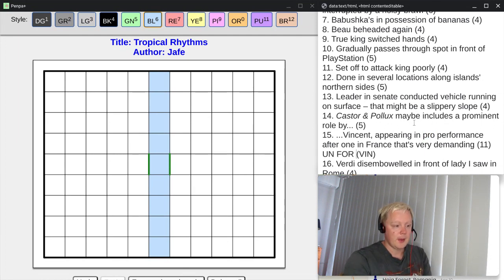So for, and then a performance is a gig. If you do a gig, you do a performance. So if you put Vin inside for gig, after un we get unforgiving. And if something is unforgiving, it's very demanding. So that's how 15 across works. Unforgiving is the answer. That is 11 letters, and we can remove all of this.